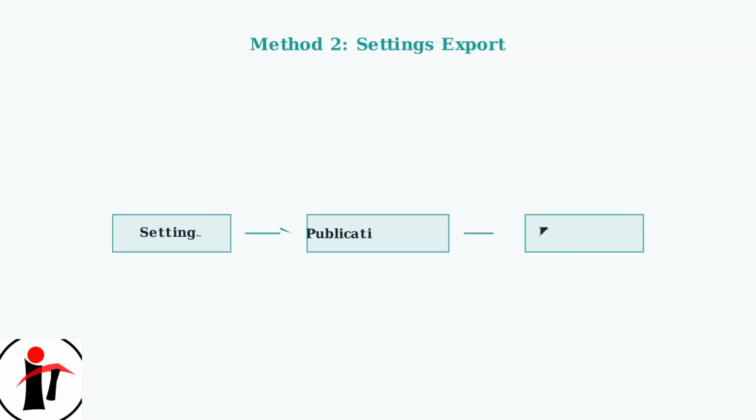Alternatively, you can access the export function through Settings, then Publication Details, and look for the Export Data section. This provides the same CSV download functionality.